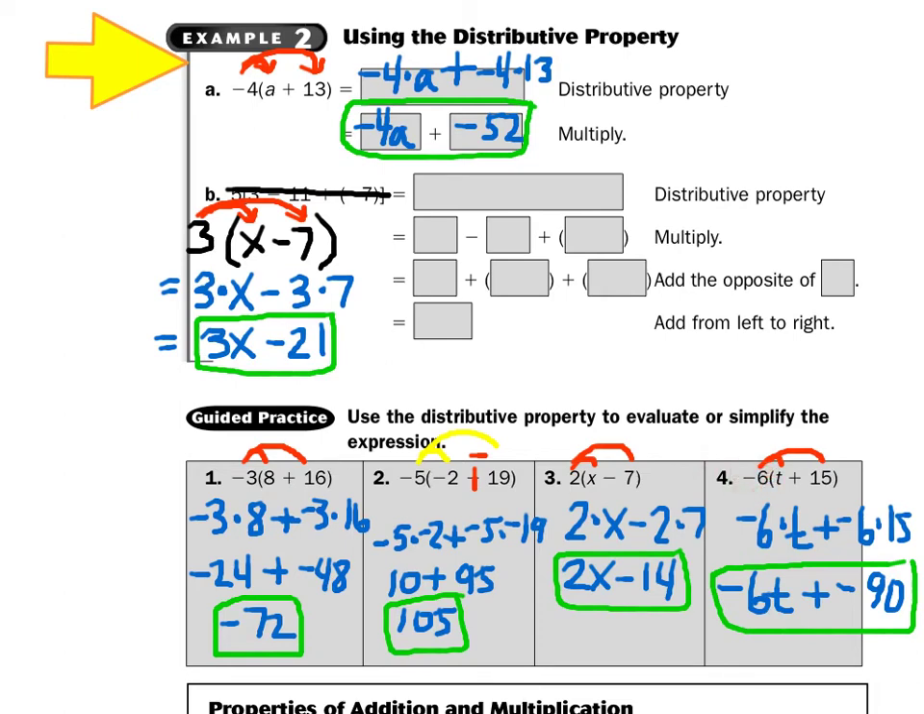I have negative 6 times the quantity t plus 15. So I'm going to grab the negative 6 and I draw a rainbow to the t. So I have negative 6 times t, then I copy the addition sign, and then negative 6 times 15. And so negative 6 times t gives me negative 6t. I copy the addition sign, and negative 6 times 15 gives me negative 90. And remember, I boxed my answer because the negative 90 does not have a t, so that's as far as I can go.